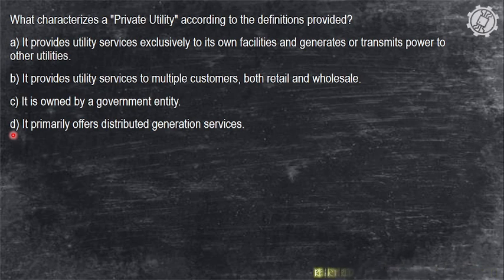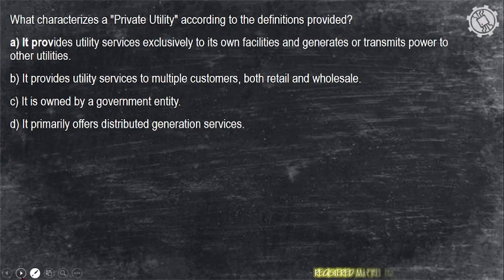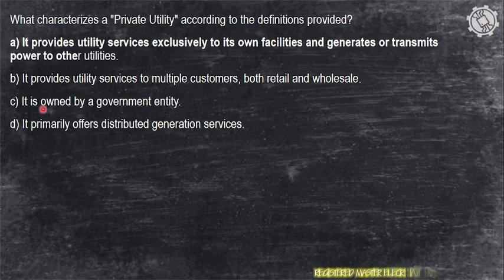Okay, so the correct answer is letter A. So it provides utility service exclusive to its own facility and generates or transmits power to other utilities. Yeah. Next.